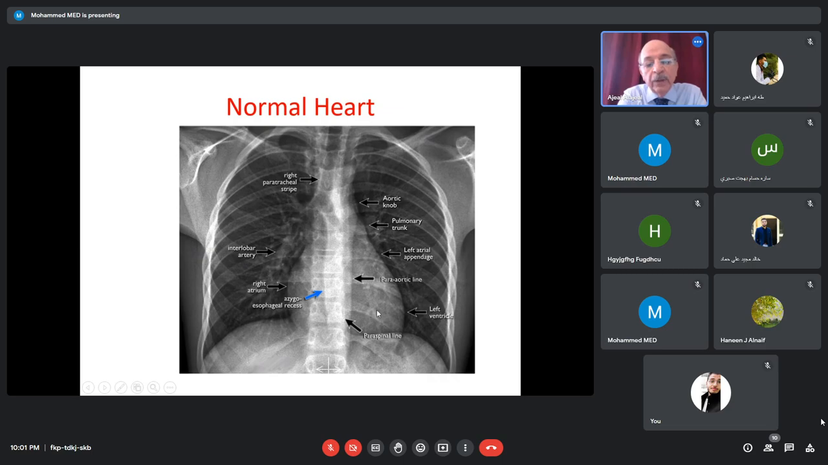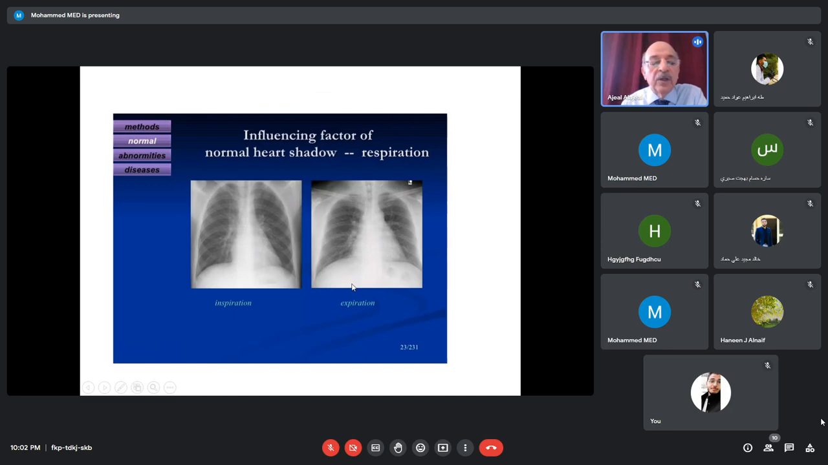When you go up, there is the pulmonary artery. Just below the pulmonary artery is the left atrial appendage. This is a dip usually. It is important when reading the chest X-ray to pay attention to the left atrial appendage. Above the pulmonary artery is the aortic knuckle, which is the aorta. So the left border of the heart: the aorta, the pulmonary artery, the left atrial appendage, the left ventricle. Next slide, please.